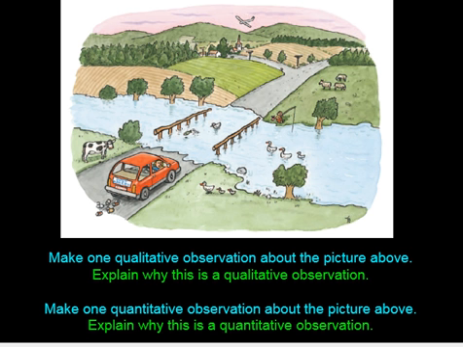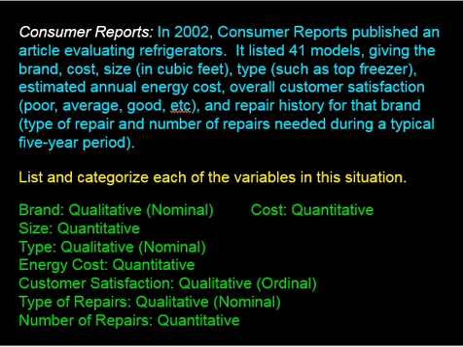We're going to finish up this video with basically a homework-like problem. In 2002, Consumer Reports published an article evaluating refrigerators, listing 41 models giving the brand, cost, size, and different variables about each of these models. List and categorize each of the variables in this situation. Okay, so the brand, for example Whirlpool or GE, is qualitative, nominal. The cost in dollars would be quantitative. Size in cubic feet would be quantitative.